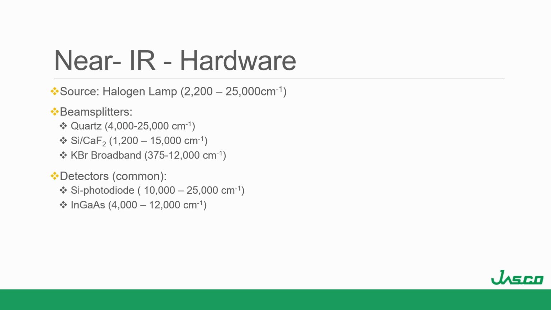The two common detectors are a silicon photodiode that occurs from 10,000 to 25,000. So it goes most of the range, and InGaAs, which goes from 4,000 to 12,000.